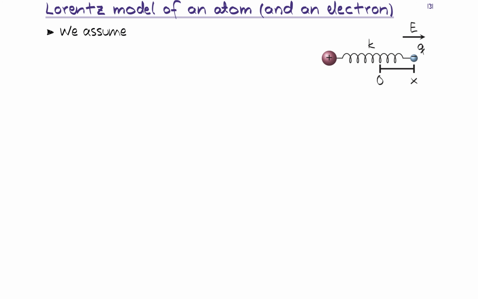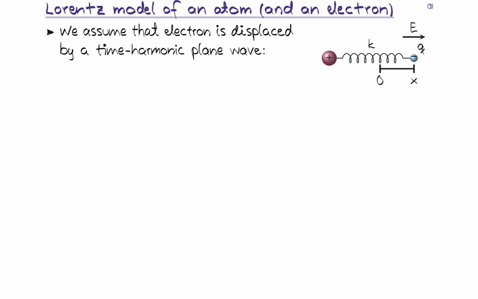Okay, so what we do here, we further assume that the electron is being displaced. So it's being moved around by the presence of a time harmonic plane wave E field that is causing the electron to be in some motion. Here essentially we have the E field, and this is the driving field, so it's putting the electron into an oscillatory motion. That's the field that puts things into motion and breaks the equilibrium of the situation.